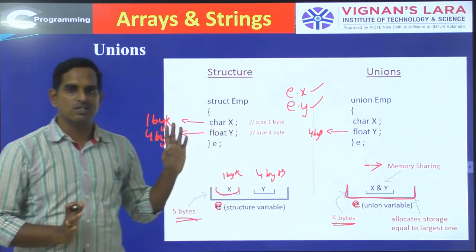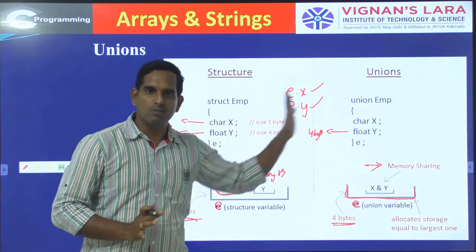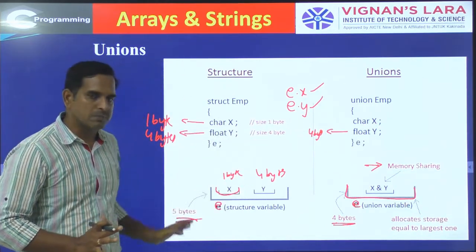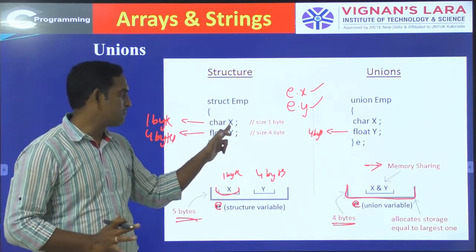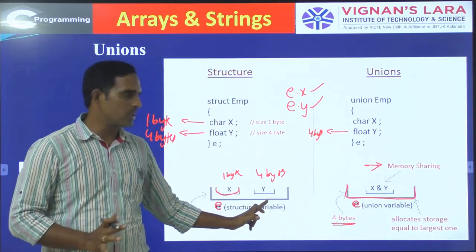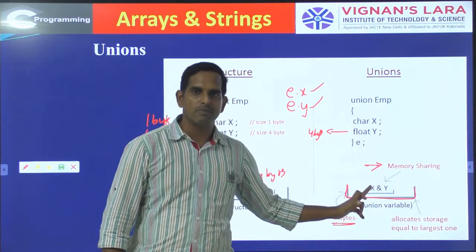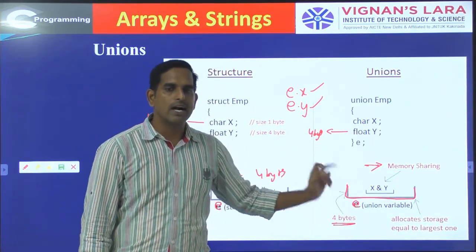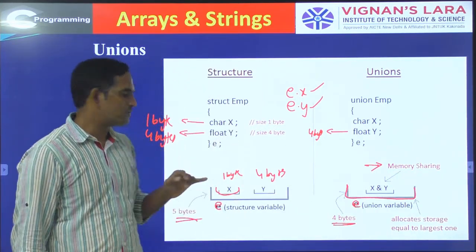This is the differentiation. So the recap is, the structure and union are both almost similar except in the memory part. In a structure, each and every member will have a separate memory, but in a union, all the members will share the same memory. Since they are sharing the memory, at a time you can access only one member of your union variable.